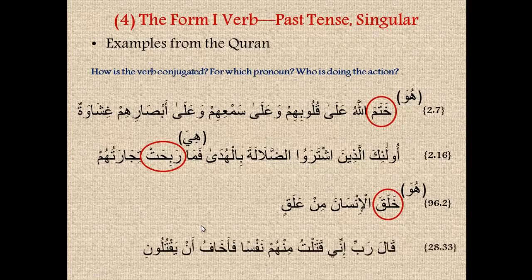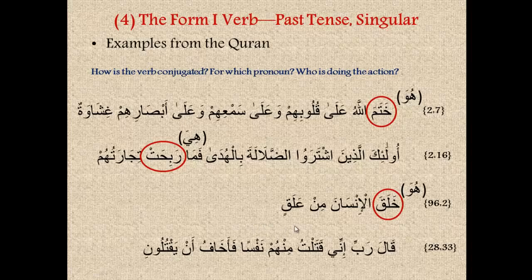Example number 4, this is verse 33, taken from surah number 28. Allah says, قَالَ رَبِّ إِنِّي قَتَلْتُ مِنْهُمْ نَفْسًا فَأَخَافُ أَن يَقْتُلُونَ. This is actually Musa speaking to Allah. Musa is saying, my Lord, I have killed from them a person, and I fear that they will kill me. This is Musa talking to Allah subhanahu wa ta'ala.